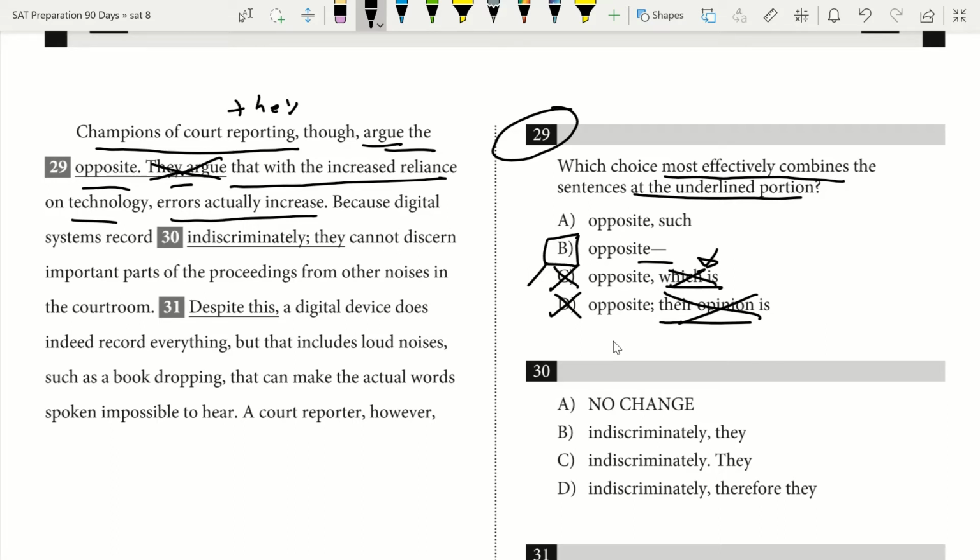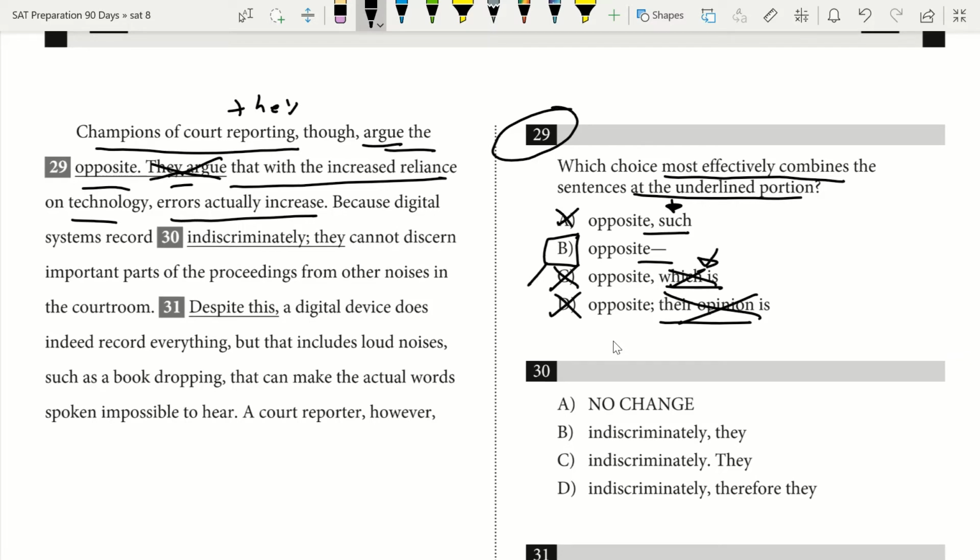If I look at A, I can show you why A is wrong as well. The word "such" is telling me that there should be an example following it. So if I have champions of court reporting, though, are you the opposite, comma, such that with the increased reliance on technology, errors actually increase. When I have the word "such," it would be looking for an example after that, and I don't really have an example after that, so I know A would be wrong.